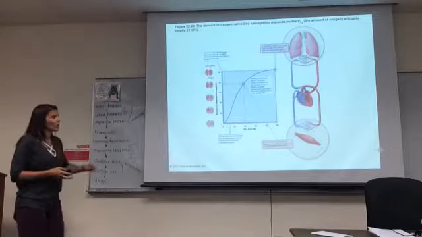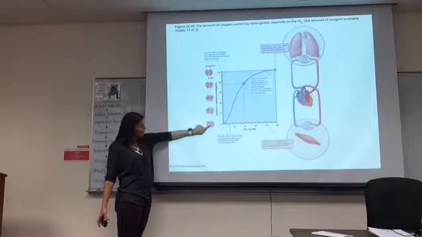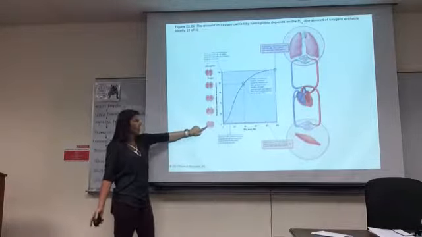So here's a diagram just showing you that. So here is a hemoglobin molecule. This is partially saturated because it has 0, partially, partially, partially, completely saturated because it has 4.